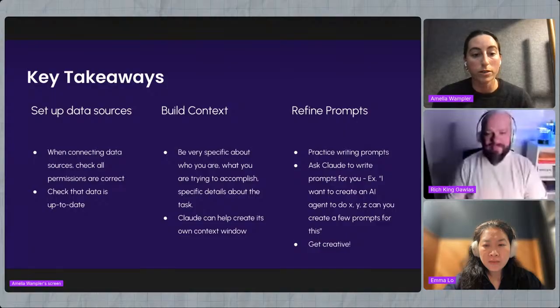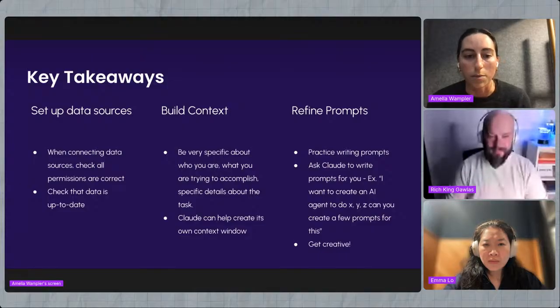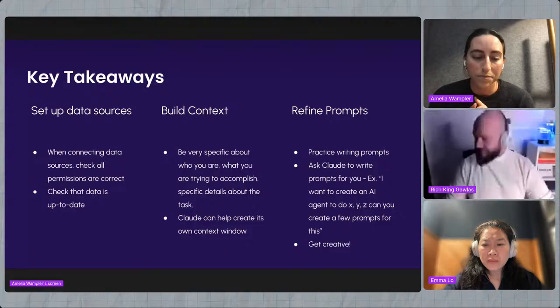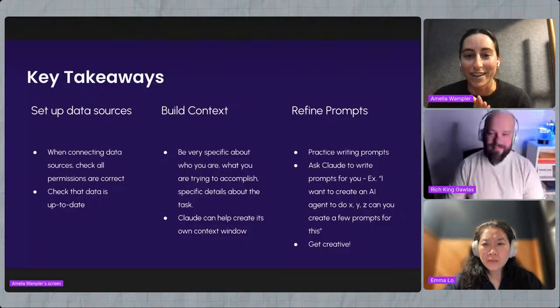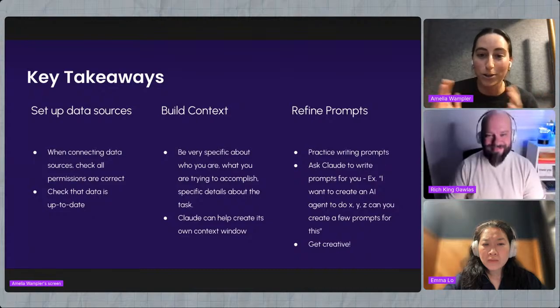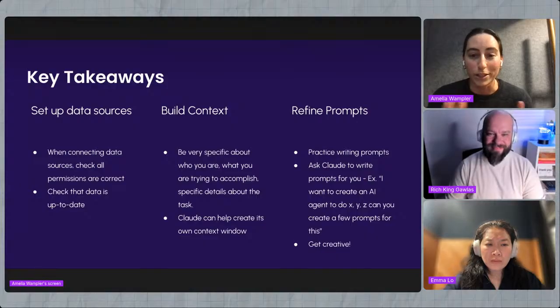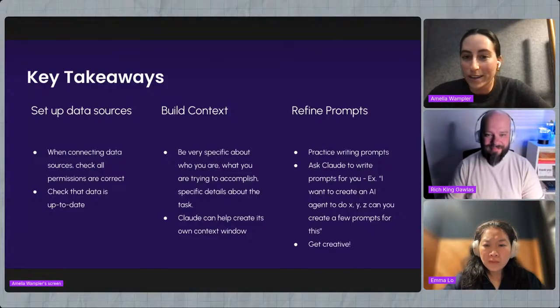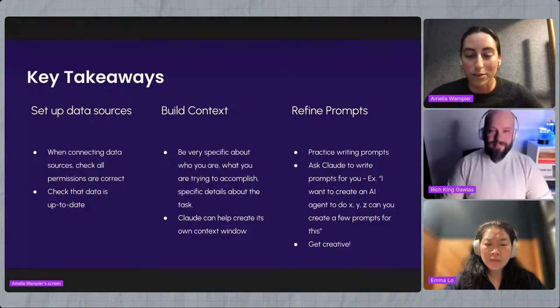And then build context. When you're chatting with Claude to set these things up, be very specific about who you are, your role in the company, what you're trying to accomplish, and give very specific details about the task. We talked about this before this live demo, but treat Claude as if it's an intern you just hired, with very little context about how the company works, what your goals are, maybe what your job description is, everything. You don't need to write a book, but be mindful that you're giving it all of the important information so that it can complete its task the way you want it to be completed.